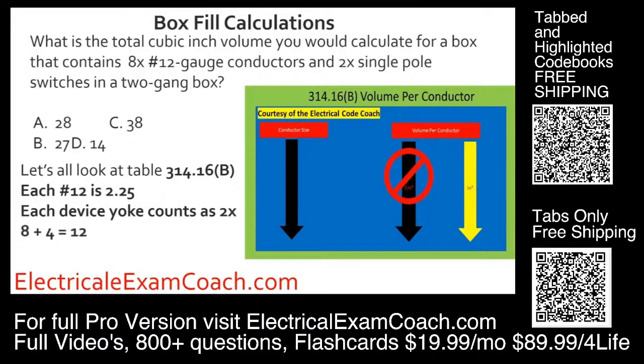We know we have 8 original conductors, and we only have one size wire, so we know it's going to get grouped with the 12s. And each one of those devices counts as 2, so we end up with 4 more number 12s, which gives us 12 12-gauge conductors. Now we take and do our math, we end up with 27 cubic inches, and we select B.